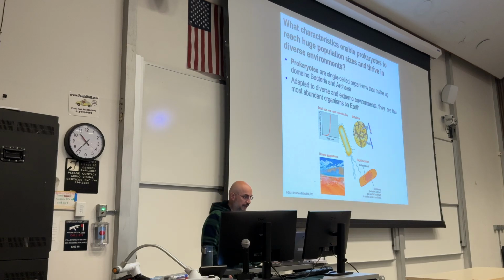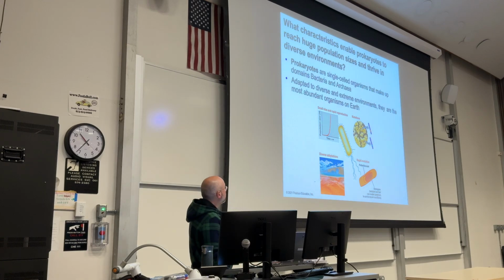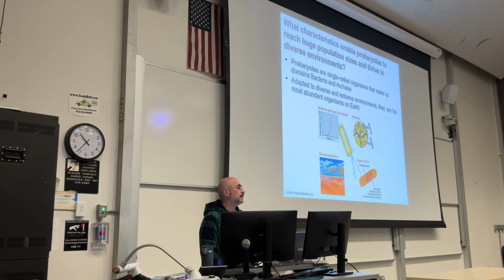Okay, so again, prokaryotes, we have discussed already some of the main characteristics. Simple cell organisms, no internal organelles, no compartments. And what is interesting is that you can find them anywhere on the planet. Okay, if you think of any extreme environment, you will find them in there.